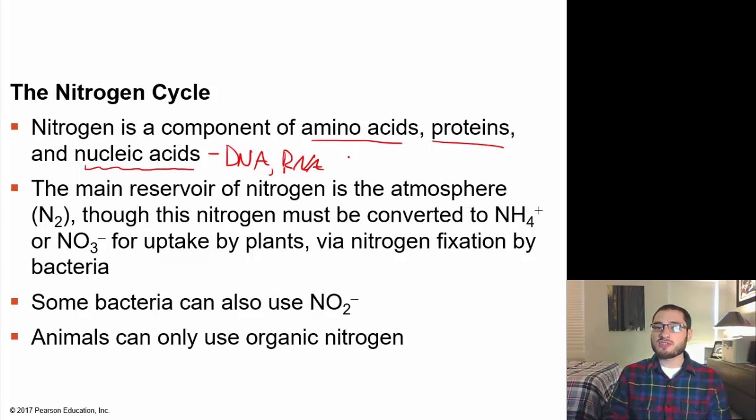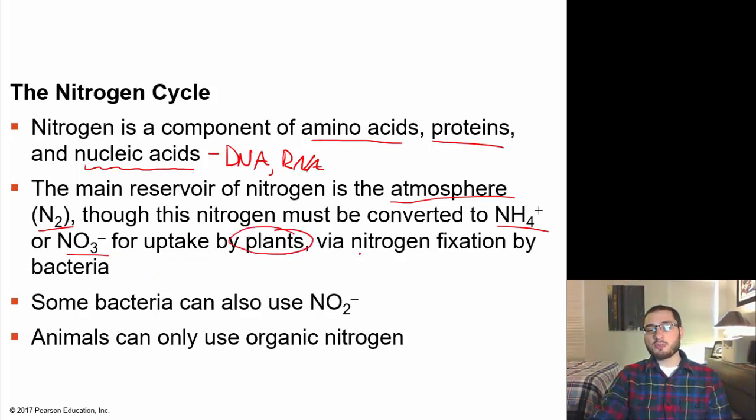So the main reservoir of nitrogen is the atmosphere. So that's great. There's plenty of nitrogen in the atmosphere, but there's an issue. We cannot take in nitrogen through the atmosphere. We can't breathe in nitrogen and then supply ourselves with it. So that's where we think about availability. It's great that it is there, but it is not readily available for us as organisms. So we have this N2, nitrogen in the air. This must be converted to NH4 or NO3 for uptake by plants. So now we need plants in order for us to get nitrogen.